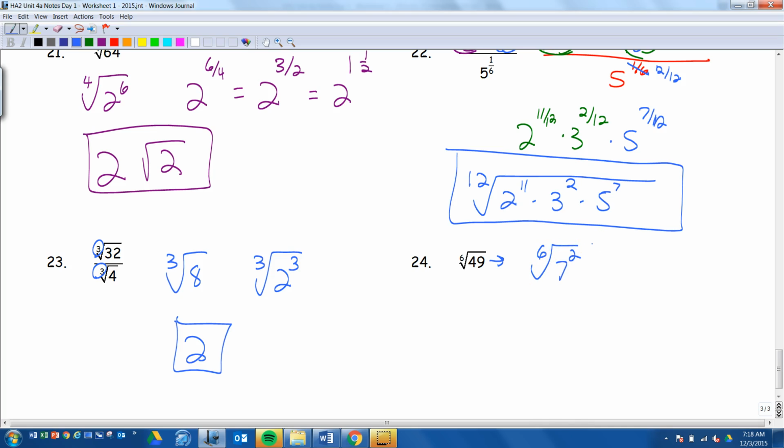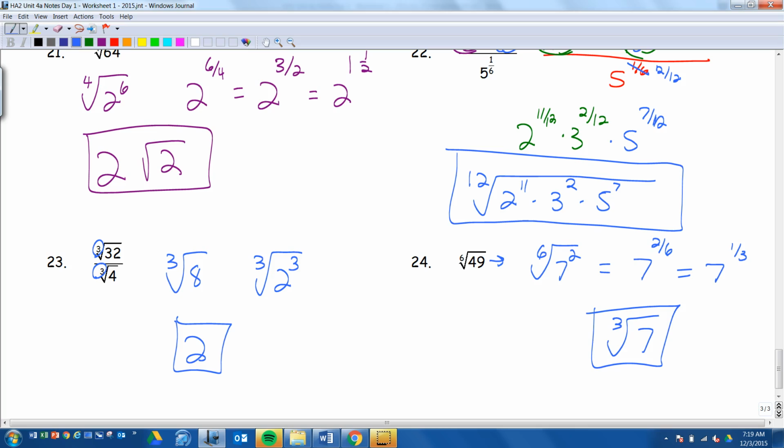So some of you guys are thinking, well, that doesn't do much because we don't have enough to pull it out, so it's still stuck under there. Yes, that's true, but you can simplify this. This is 7 to the 2/6, which simplifies to 7 to the 1/3. So that means that that is what it simplifies to. However, I want you to write it in radical form, always. So we have 3rd root of 7.